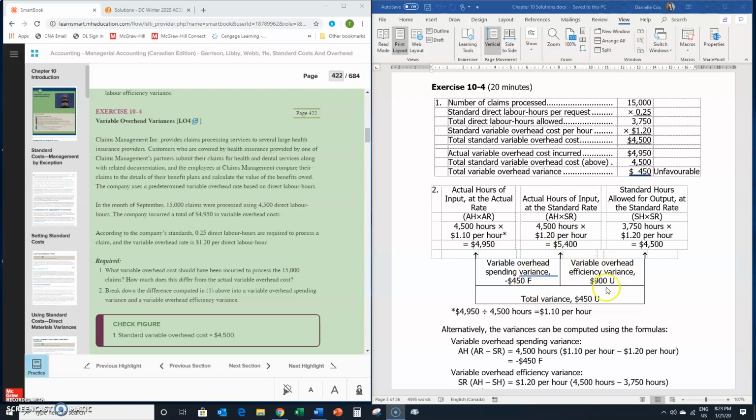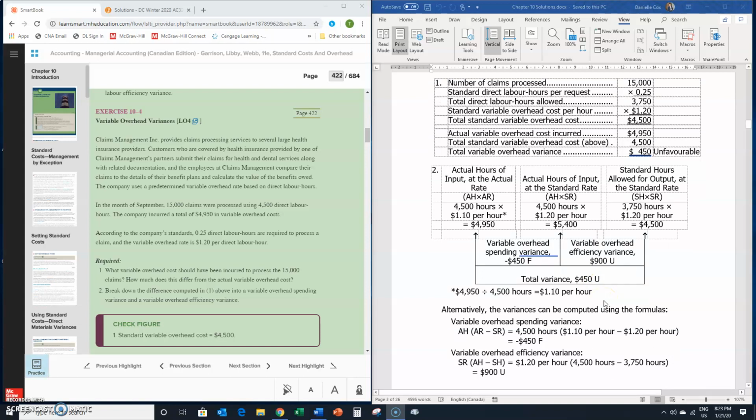And then you add these together to get your total variance, which once added together is 450 unfavorable. Or again, you can use your formulas. So variable overhead spending variance is your actual hours times actual rate minus standard rate. Actual hours, 4,500, times your actual rate, which we calculated up right here, $1.10 per hour, minus your standard rate, which was given at $1.20 per hour, is negative $450, negative number, so it's favorable.